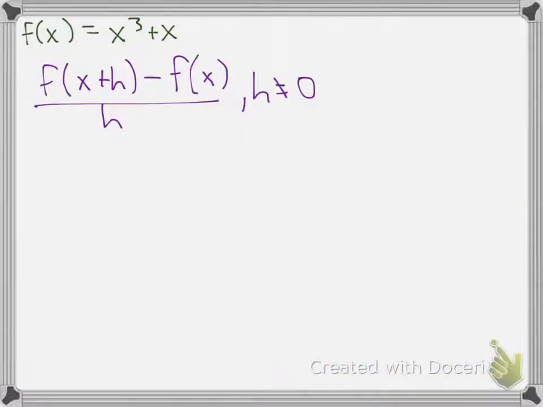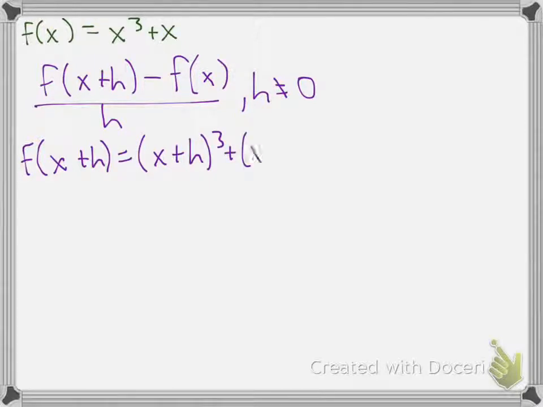So let's do it. So now we're looking at the function x cubed plus x, and we're going to do the difference quotient for that one as well. So we already know f of x, and we're going to need that one. But the other one we need, which we need to pay a little bit of attention to, is that x plus h. So that's where we have x plus h cubed plus x plus h.